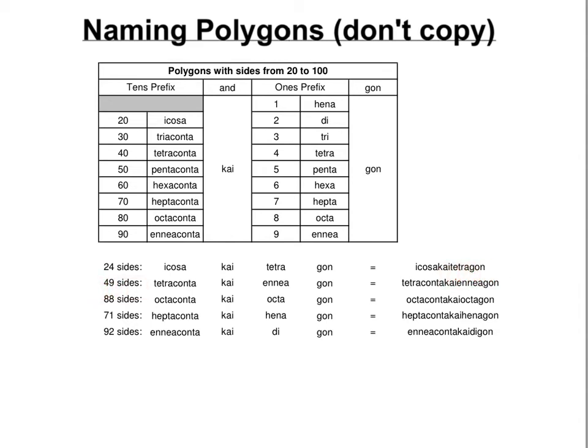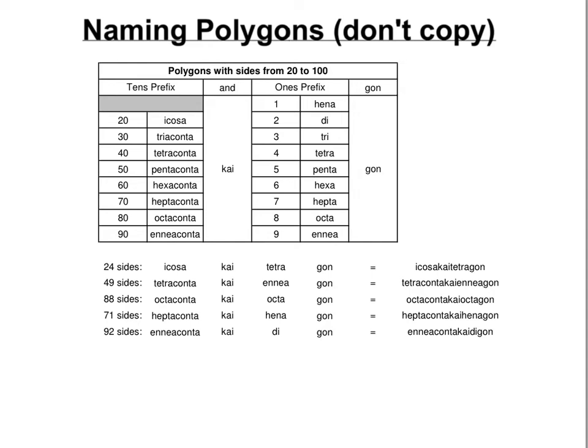49 sides, tetraconta chi enneagon. And you can read through the rest of these when you get your handout. Now, in reality, as we get into these higher figures, we don't bother to actually find the real names, other than the ones that I'm asking you to memorize. The rest of these we would name much more simply in real life.